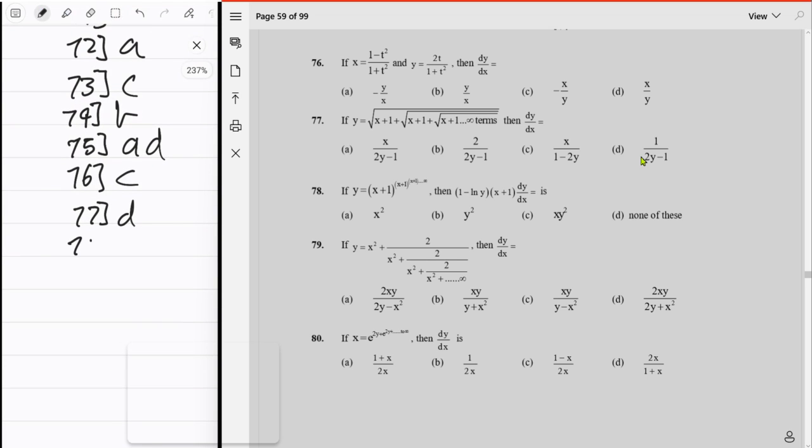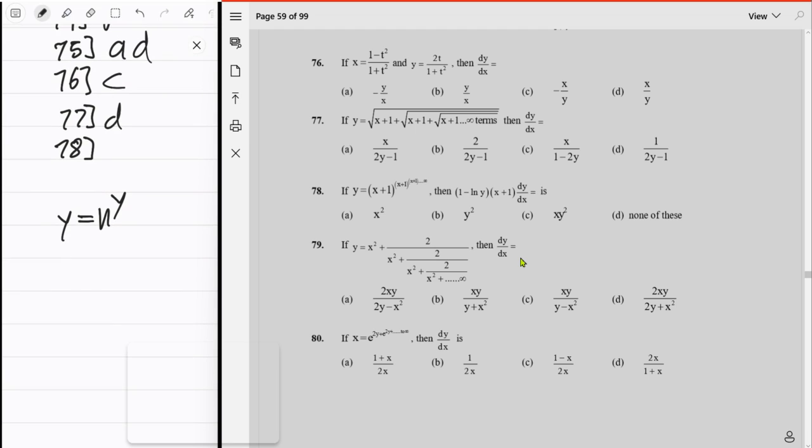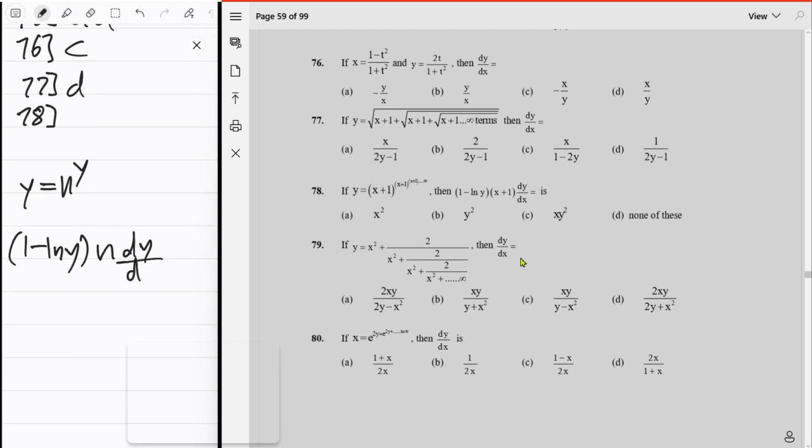78. If y equals this, what is this? Seriously, why are they doing these kinds of things? Okay, now just put x plus 1 as u, then y equals u to the power y, and what you really want is 1 minus natural log of y times dy upon du, because du and dx are the same thing. This is what you look for, right?